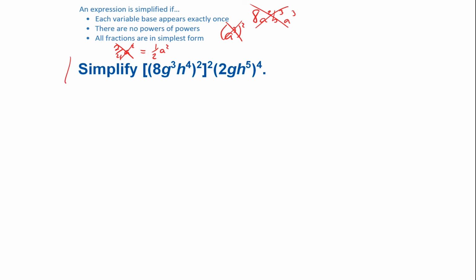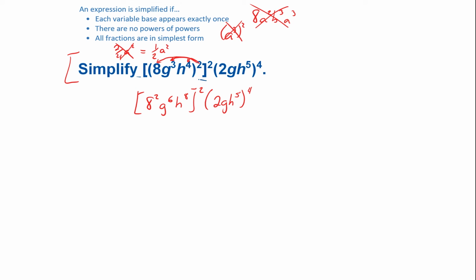And as we simplify this expression right here, we're going to keep in mind the order of operations, so we're going to work inside out. I'm going to start on this part. All of that is being squared first. So that exponent 2 distributes to all 3 of them. I have 8 squared, g to the 6th, h to the 8th. Exponent to an exponent, so you multiply. All of that is being squared, and then it's times 2g h to the 5th, to the 4th.